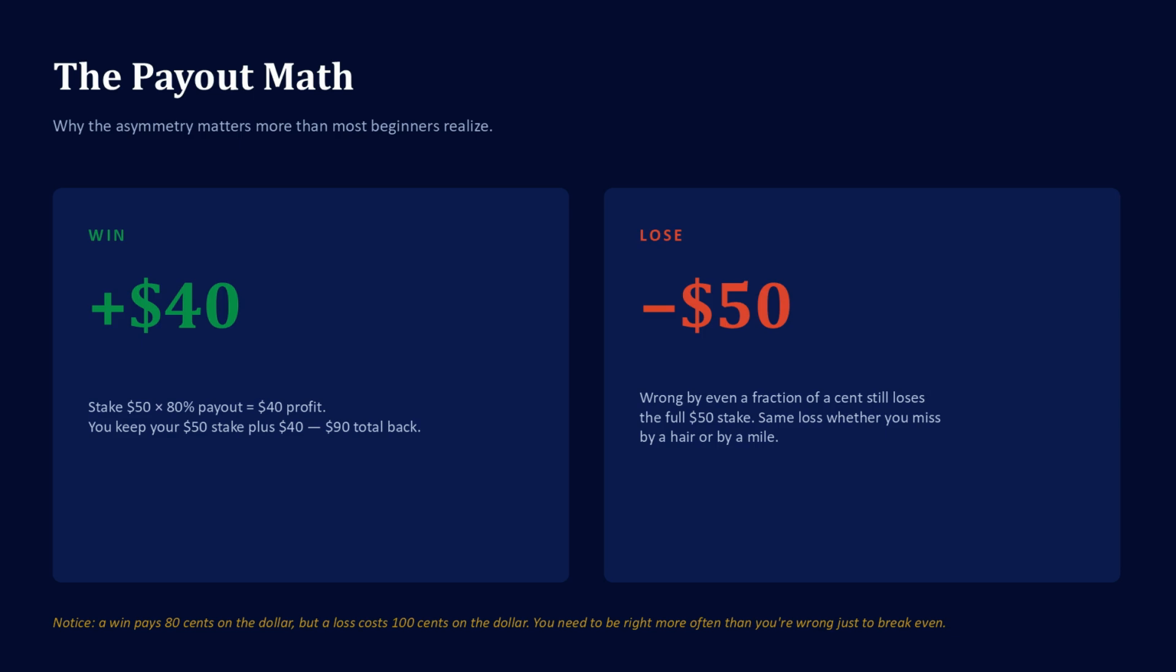Here's the math that catches people off guard. Stake $50 at an 80% payout, and a win nets you $40 profit, $90 total back. But miss by even a fraction of a cent, and you lose the full $50. Same loss whether you miss by a hair or by a mile. A win pays you 80 cents on the dollar. A loss costs you 100 cents on the dollar. That means you need to be right more often than you're wrong just to break even.